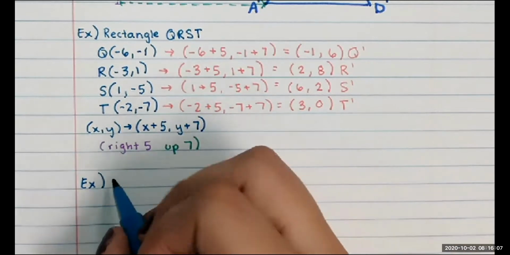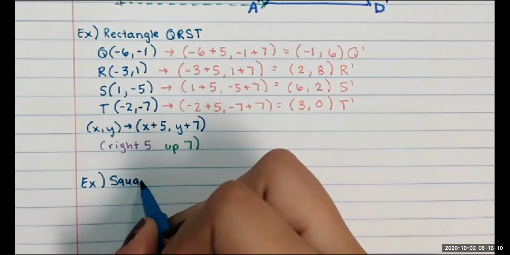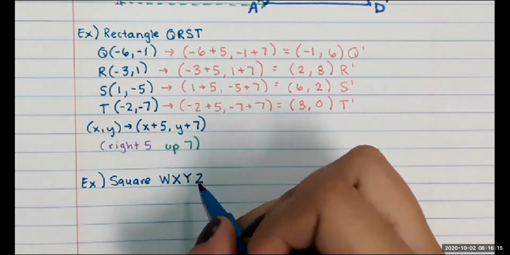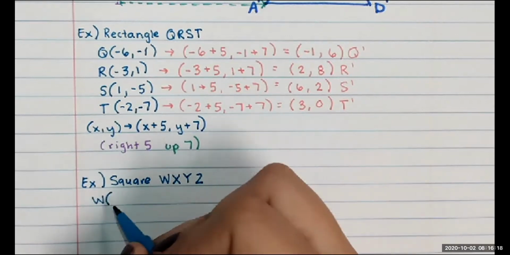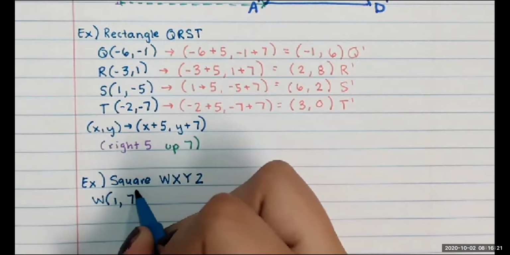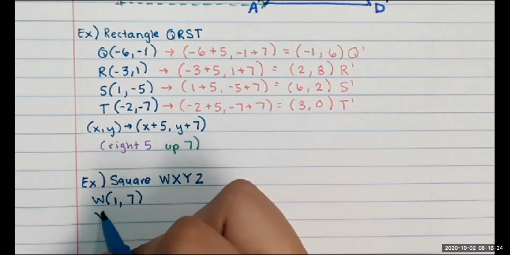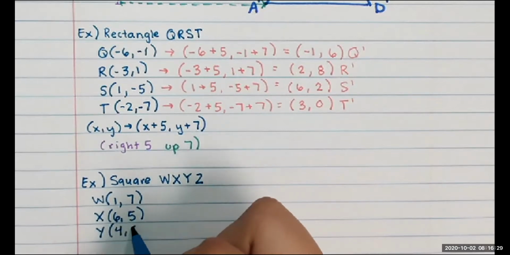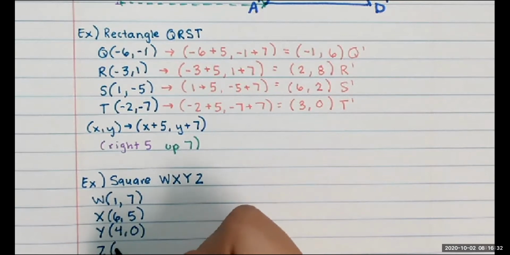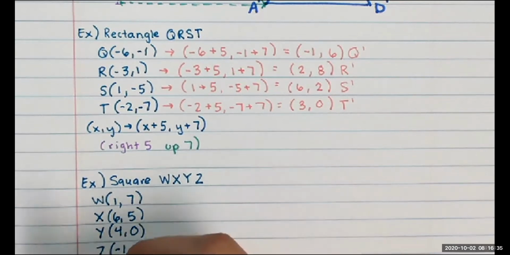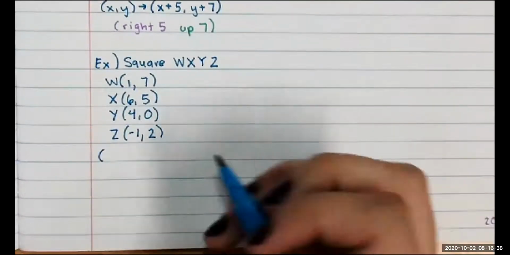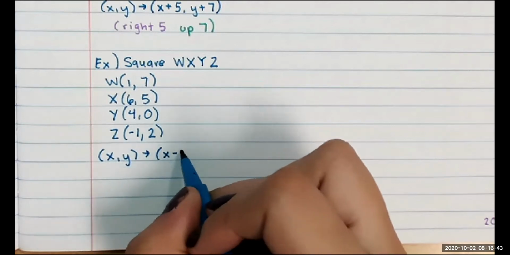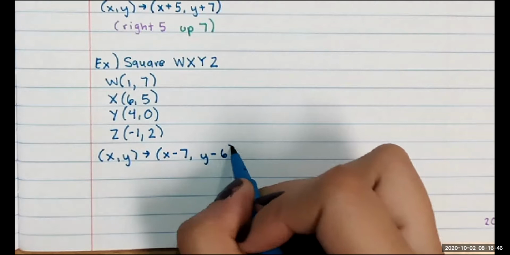So we're going to do square W, X, Y, Z, where W is 1, 7. X is 6, 5. Y is 4, 0. And Z is -1, 2. Our rule for this one will be xy maps to x minus 7, y minus 6.